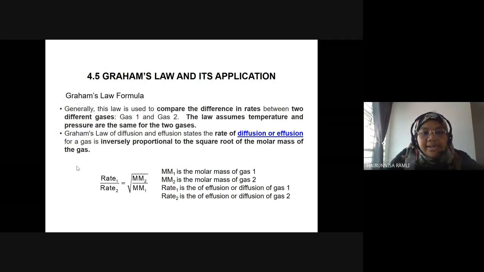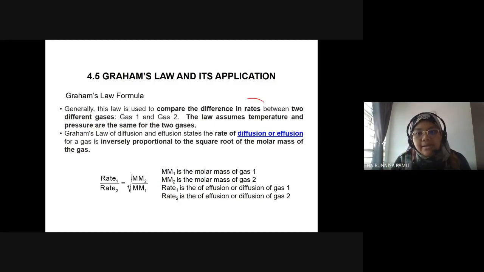Generally this law is used to compare the difference in rates. We often use rates between two gases. We have two types of gases that we want to compare. You can use the formula for this diffusion and effusion. And here in this Graham's law, we make the assumption that the temperature and the pressure are the same. This is an assumption we need to make so that we can use this formula.